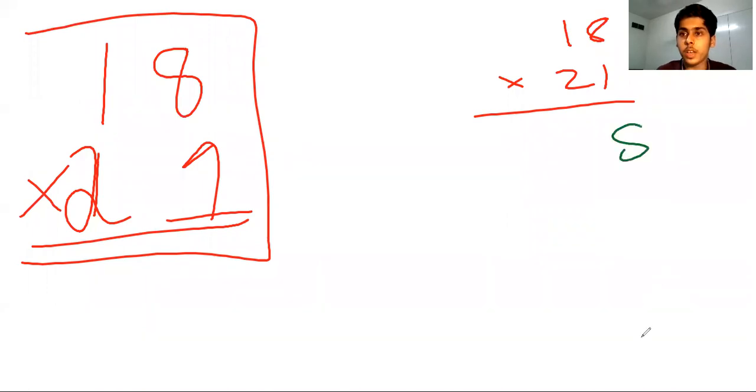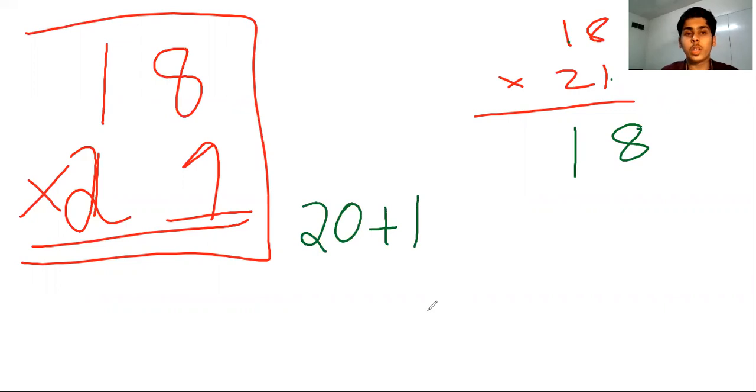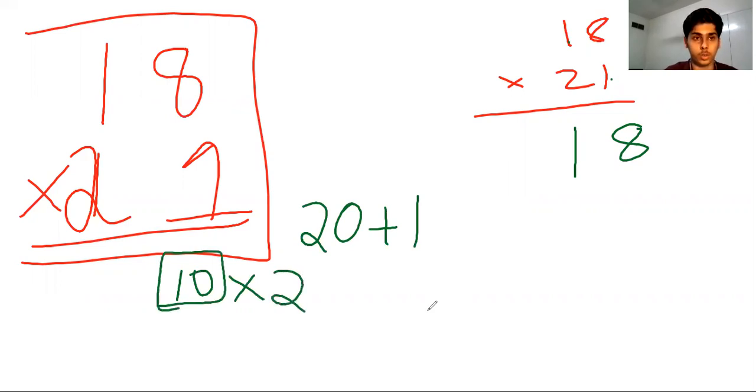8 times 1 is 8. 1 times 1 is 1. And now, what is 21? 21 is nothing but 20 plus 1. And what can we write 20 as? I mean, you've learned this in your multiplication tables. 10 multiplied by 2. And now you see a 10 over here. So what does that mean?